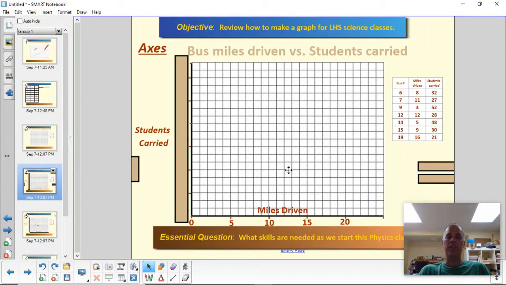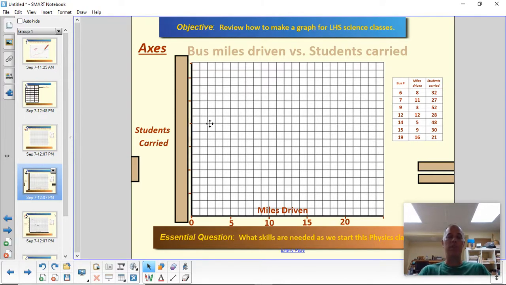It's important to space these out so that we have most of the page filled. The bigger the picture we make, the more detail we can see and the easier it is to pick out patterns. Okay, now what about number of students carried? Again, we have to look at the number of students we have, and 52 is the most students we have. So we want to make this axis go from 0 and make room for 52.